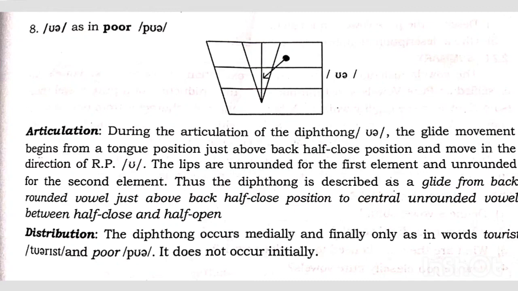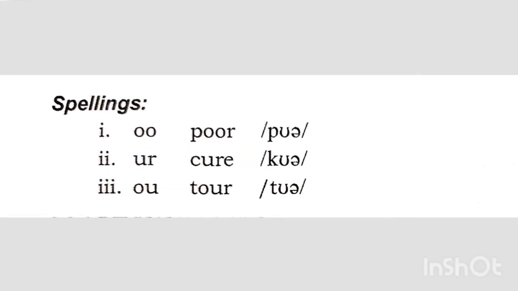Then we have to see the spellings also. Poor, see, poor. Here the double O stands for the glide oor. And the word given here has a consonant missing. It's cure, cure. It is cure. Here U and R, and at times E, stand for the glide oor.